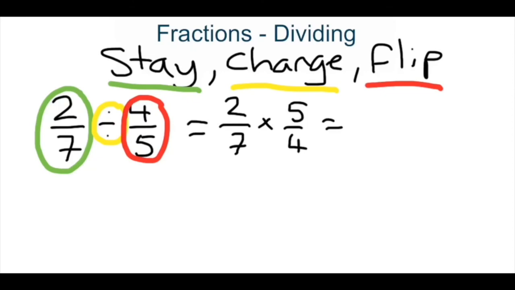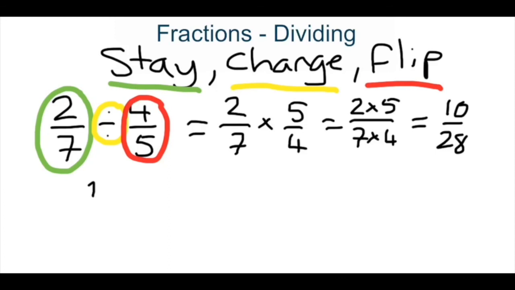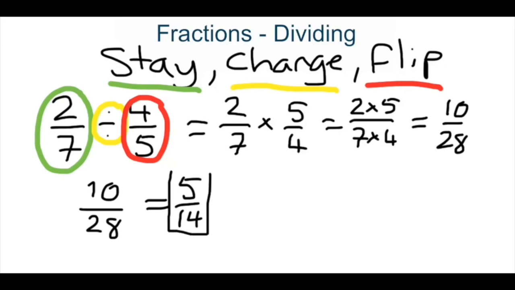And we can see that this will become 2 times 5 on the top, doing top times top, and 7 times 4 on the bottom, meaning that it is 10 over 28. Now 10 over 28 we can see can be divided by 2 on both the numerator and the denominator. So we can simplify this down to be 5 over 14. And our answer for 2/7 divided by 4/5 will be 5 over 14.